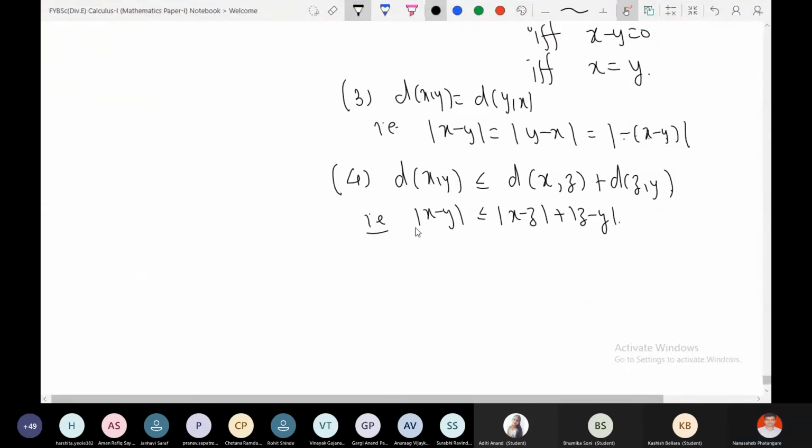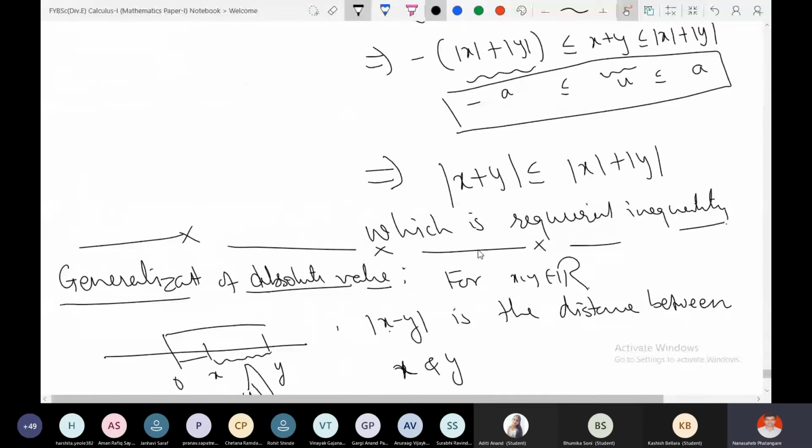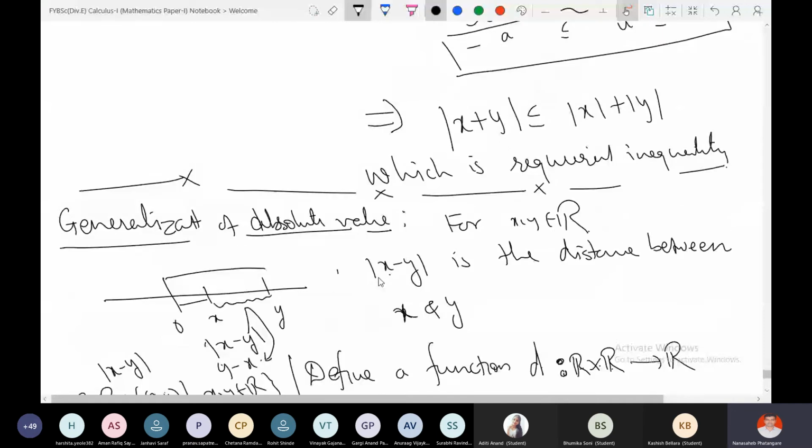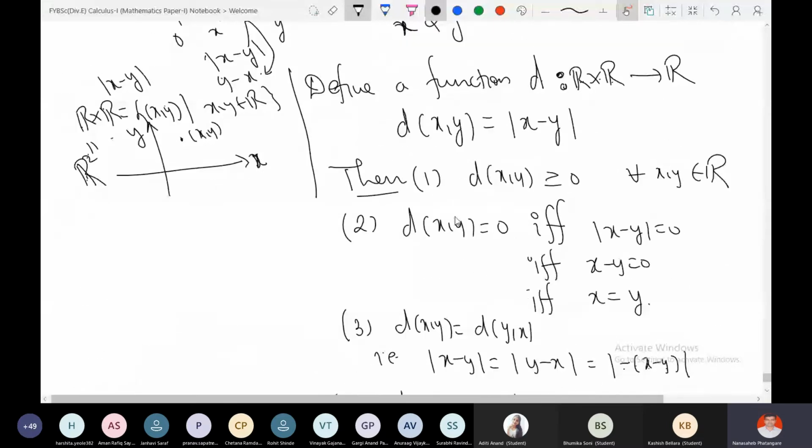Because, by definition, what is the absolute value of x minus y? What we are seeing here? The absolute value of x minus y is the distance between x and y. That we have observed. And therefore, what I am defining, d(x,y), the distance between x and y, is the absolute value of x minus y because it is a distance.